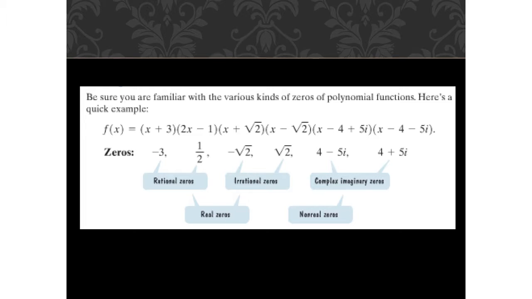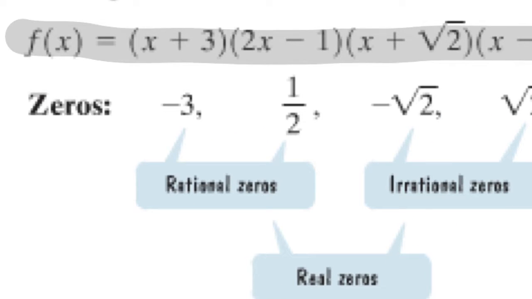So here's just an example of all the different kinds of roots you can get. It says, be sure you're familiar with the various kinds of zeros of a polynomial function. Here's a quick example. So if this polynomial was expanded out in linear factors, right, that's what that would be, and you looked at the individual parentheses and solved each one. So the first two, which are x plus 3 and 2x minus 1, when you solve those, you get negative 3 and 1/2. These are called rational zeros, okay? Rational number is a number that can be written as a quotient, so one number over the other. It's a decimal that either terminates or repeats, like 1/3, okay, or like 1/2 where it terminates, or a whole number. Those are rational zeros.